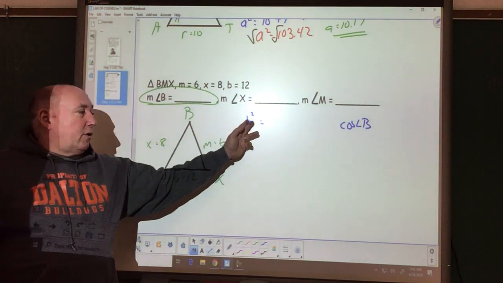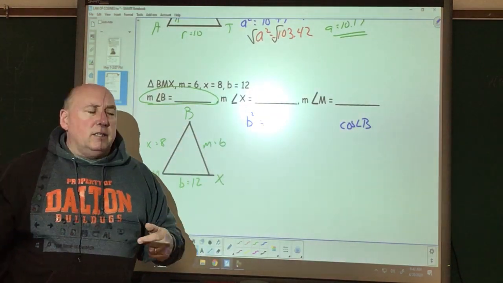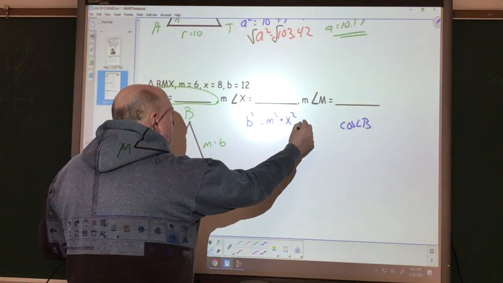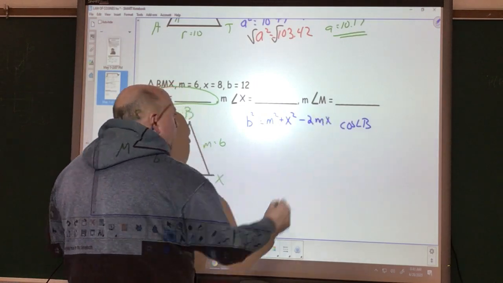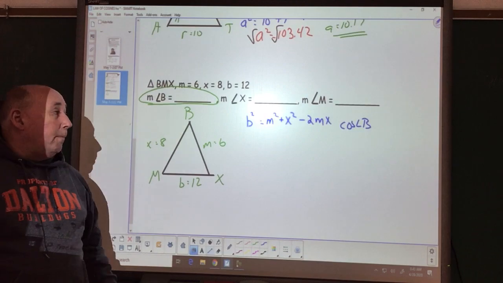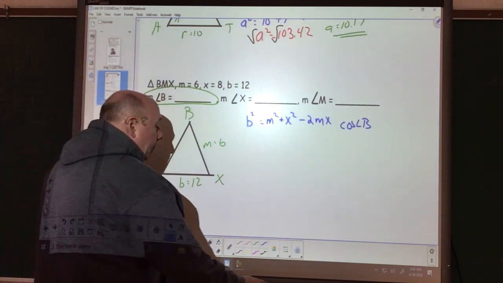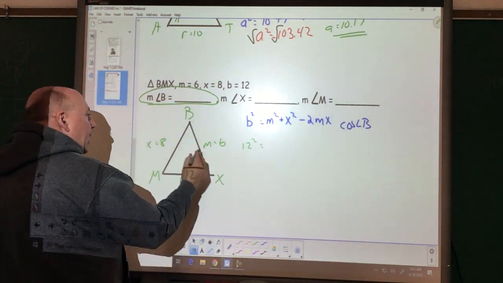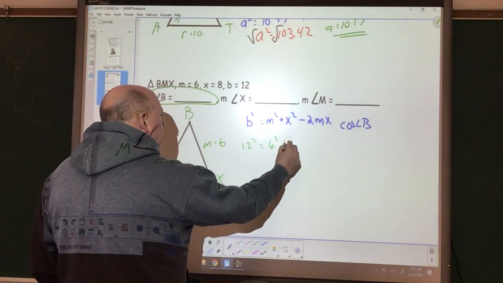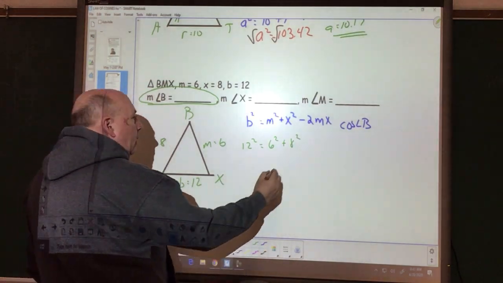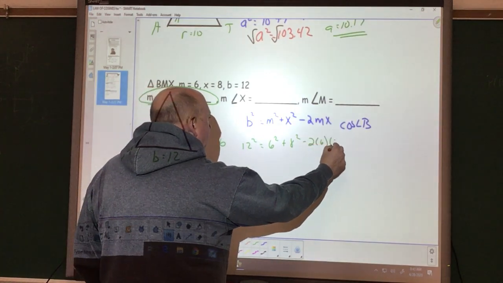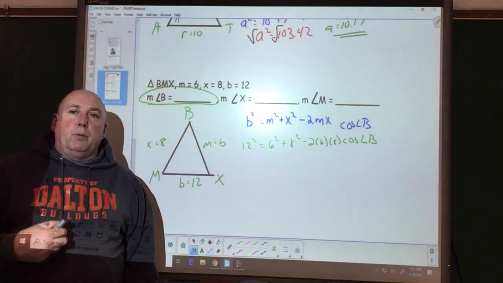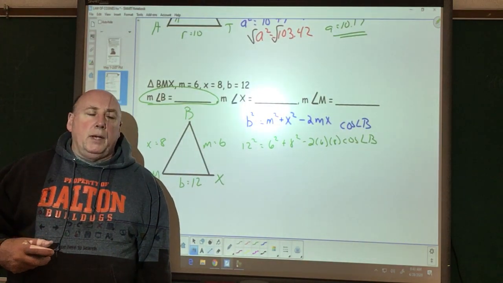If I write a law of cosines equation just using the b's, the m's, the x's, we have b squared equals m squared plus x squared minus 2mx cosine of B. Now we can substitute in. B squared, which is 12 squared, is equal to m squared, which is 6 squared, plus x squared, which is 8 squared, minus 2 times 6 times 8, cosine of angle B. And what we need to do is calculate the measure of angle B.